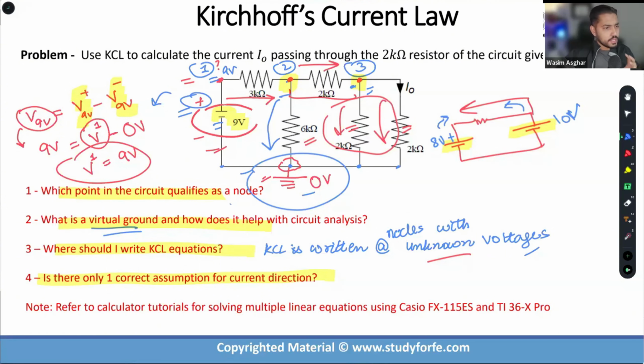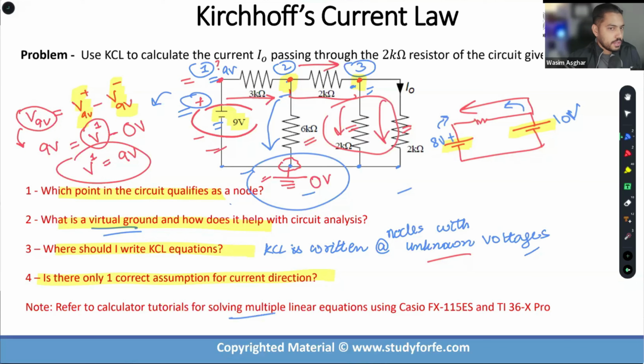So you can see that there is a little bit of groundwork with very subtle layers of understanding that we need to make use of in order to set the stage for KCL. There's no rocket science here. It's just that you need to have clarity on those small building blocks. And once you have multiple equations with multiple unknowns, you can use your Casio or TI-36 to solve for the unknown variables, and you can get the answer.